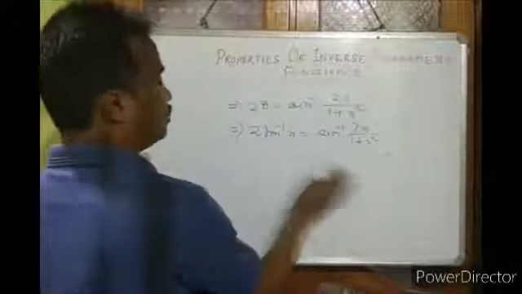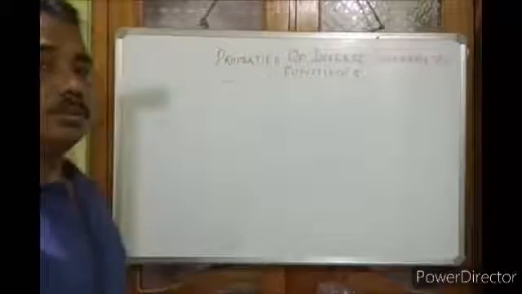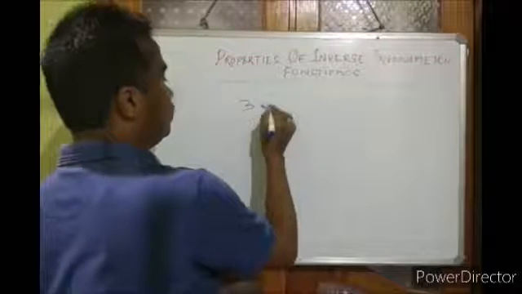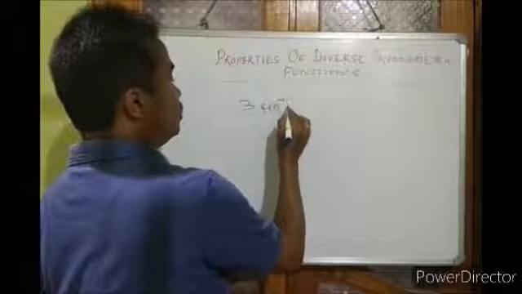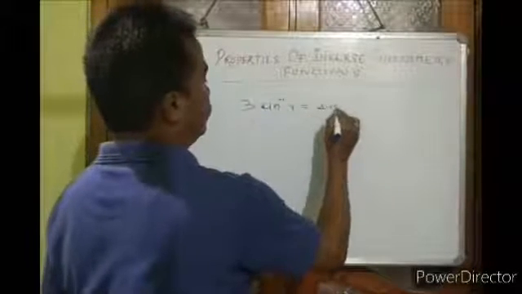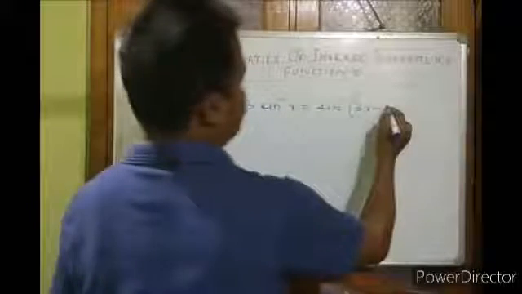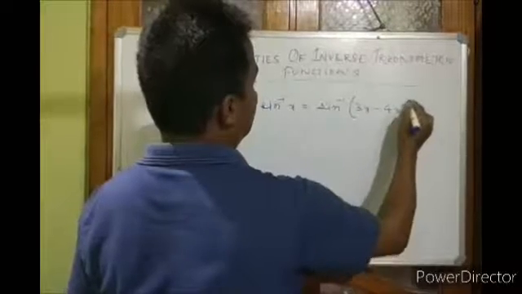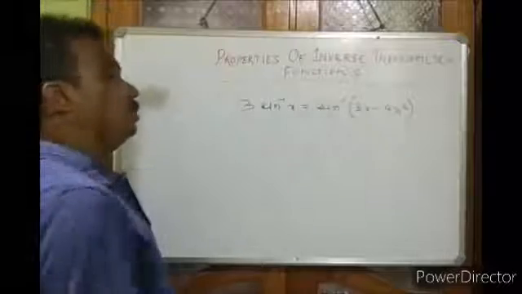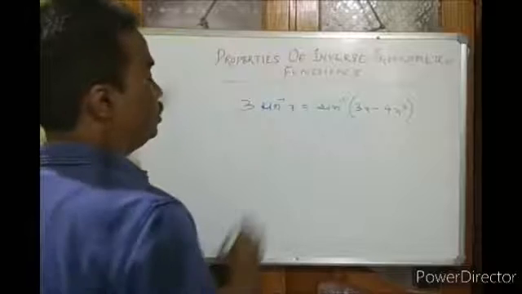Now let us try one more. Last in this class I will discuss one more. This is the question: 3 sine inverse x is equal to sine inverse of thrice x minus 4x cube. And obviously there is a domain, that is immaterial. It will be given there. It is in its domain only, so I am not writing a domain here.